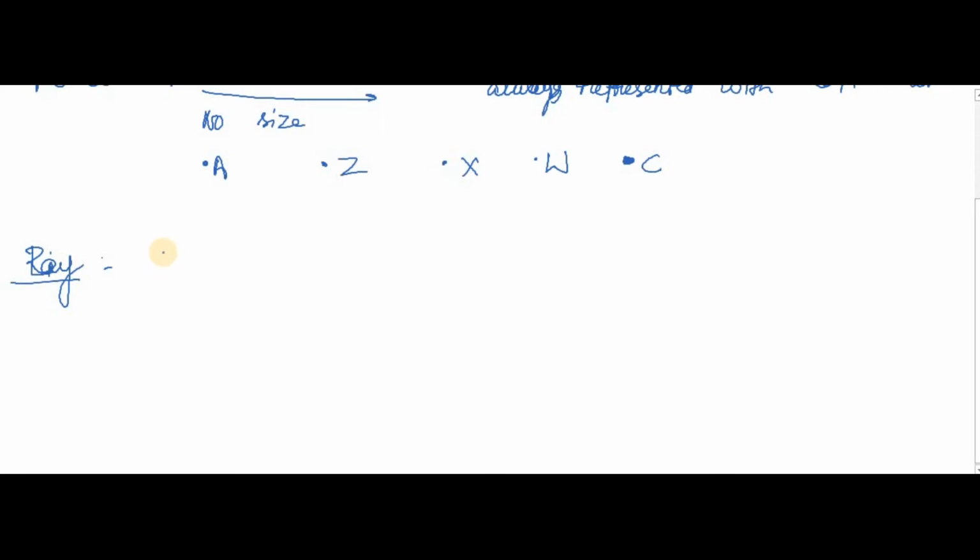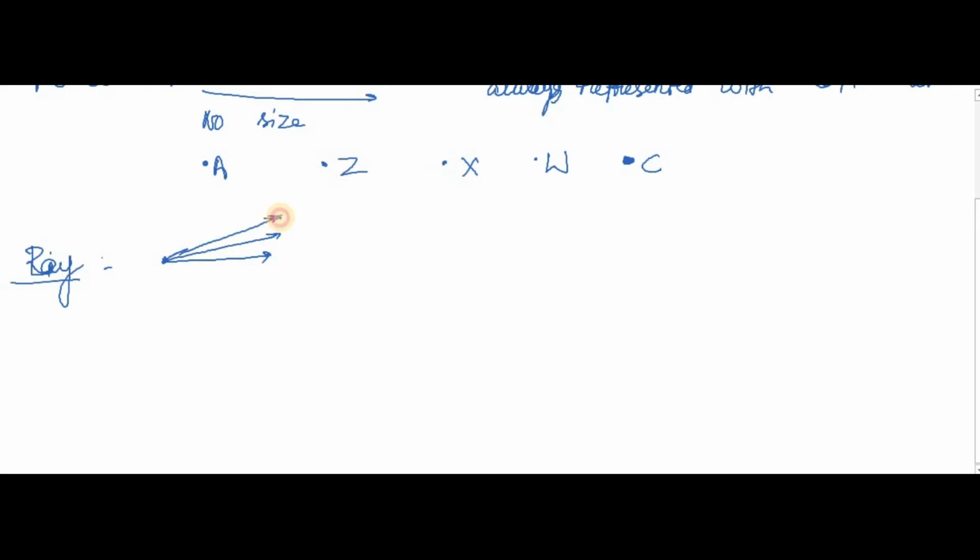See students, from here onwards you have three words: ray, line, line segment. You'll get these three words. There is a combination and there will also be differences, so please listen carefully. Coming to the ray, it starts from one point and moves on continuously in one direction, endlessly.